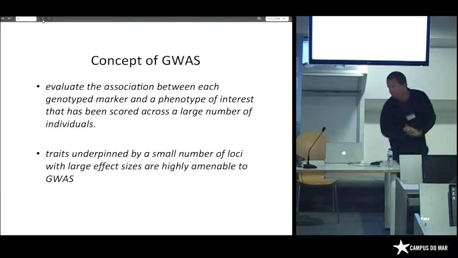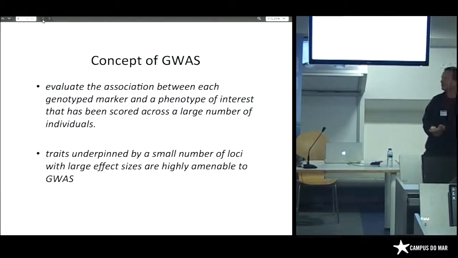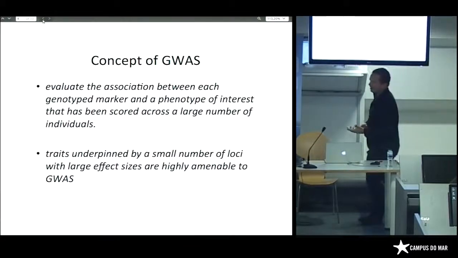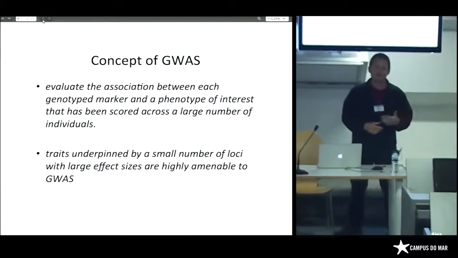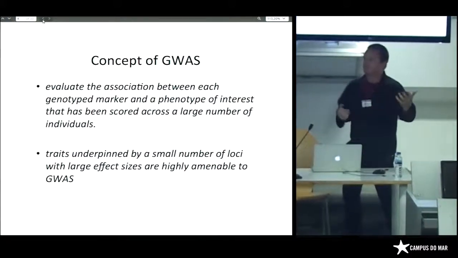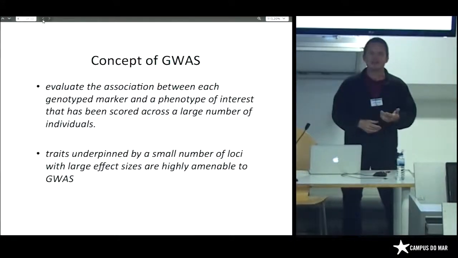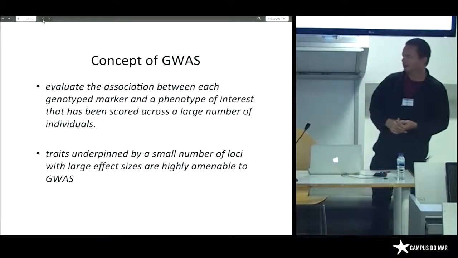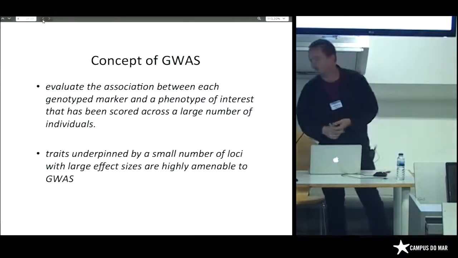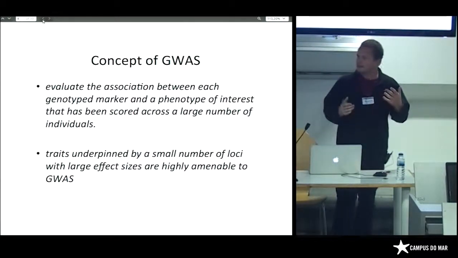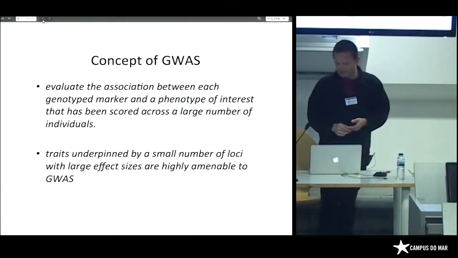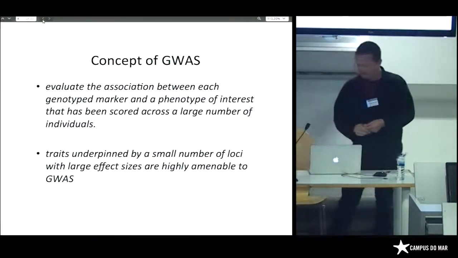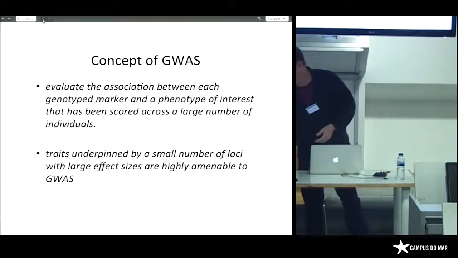So the whole concept of a GWAS is to evaluate the association between any genotype marker and a phenotype of interest, whether it be a long neck in a giraffe, or stripes on a zebra, or body size, or anything in Mytilus, or whatever phenotype you like. Okay? You score that across a large number of individuals, and we try and figure out what genetic associations are there. So the way I'm going to talk to you about that today is using a program called GEMMA. And I think I have a little bit more theory for you first.